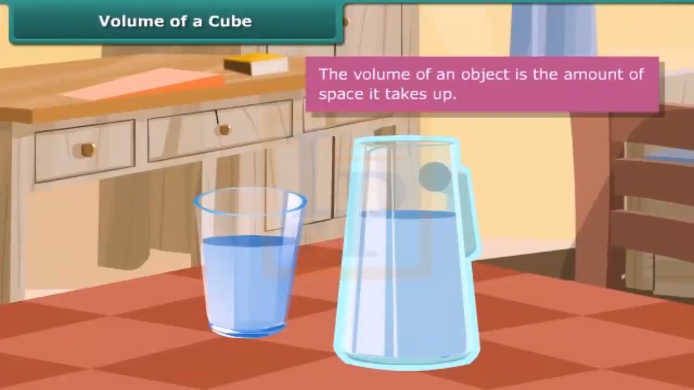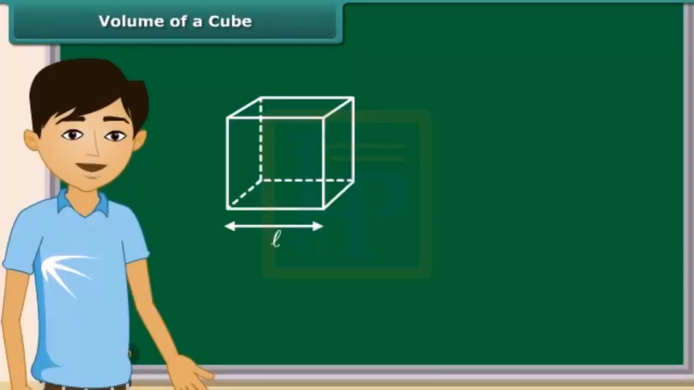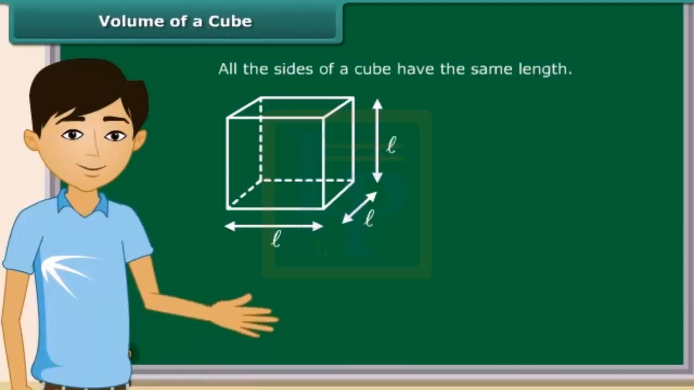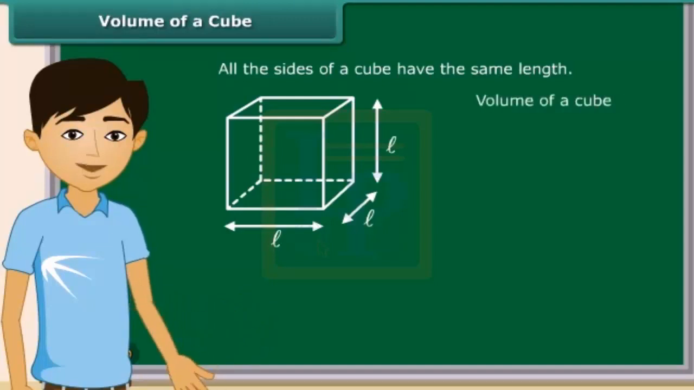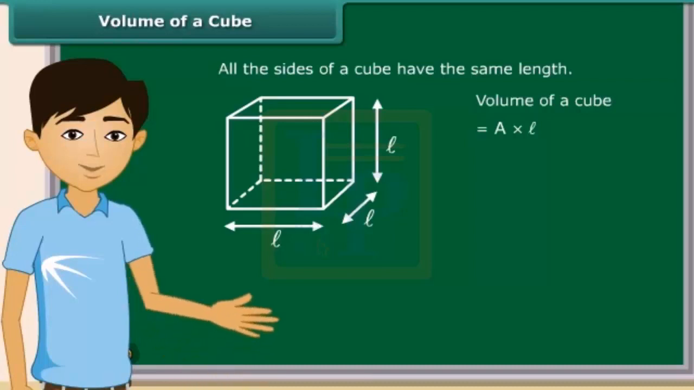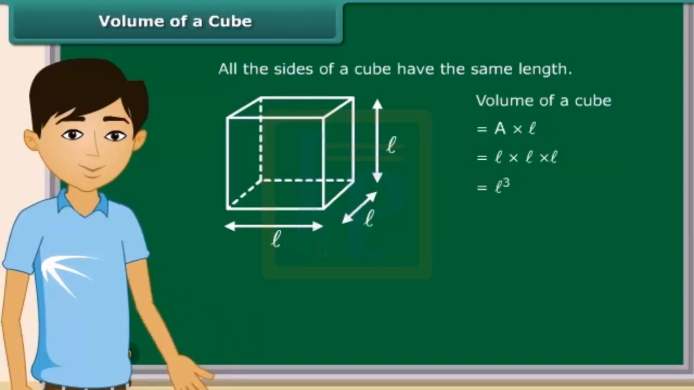The volume of an object is the amount of space it takes up. As we know, all the sides of a cube have the same length. Suppose this cube has length L. To find the volume of the cube, we just need to multiply the area A with L. Hence, by multiplying these three L's together, we get L cube. Therefore, the formula for the volume is V is equal to L cube.